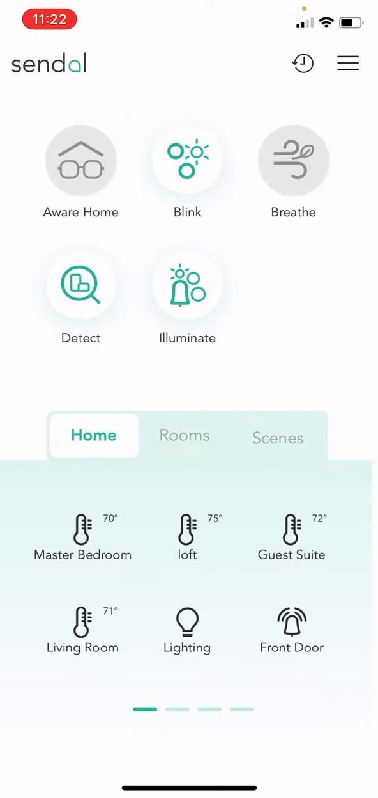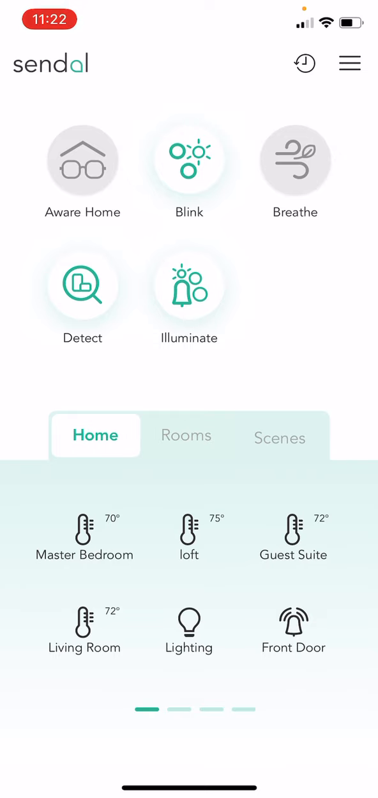There are other services available. As you see, there's Aware Home, Blink, Detect, Illuminate. I think we have a total of 30 different services in process. We have 6 released today, and we're releasing new services on a pretty regular basis.